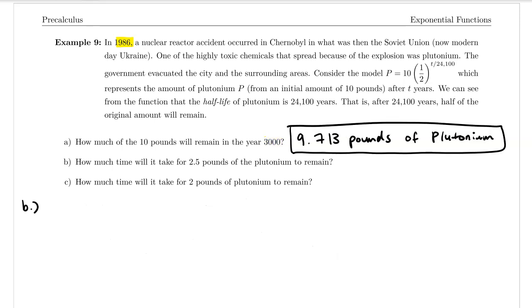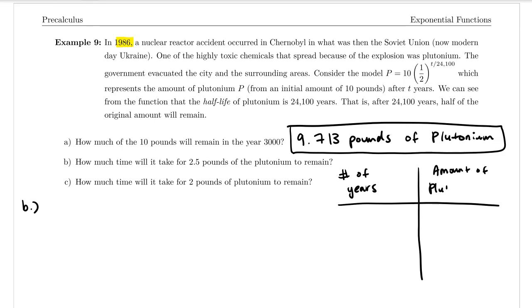Part B says, how much time will it take for 2.5 pounds of the plutonium to remain? So if I were to make a table, and my input was the number of years, and then my output was the amount of plutonium in pounds, then the starting amount, we have 10 pounds.